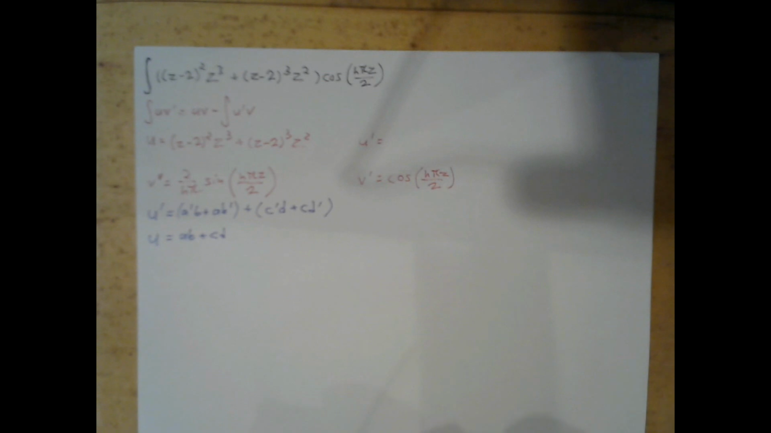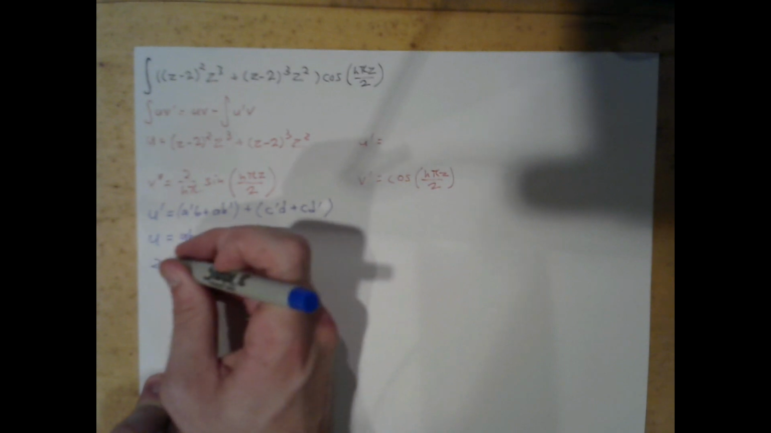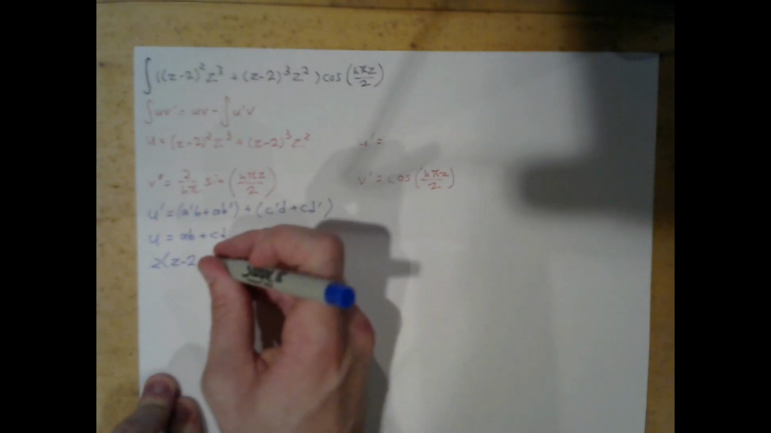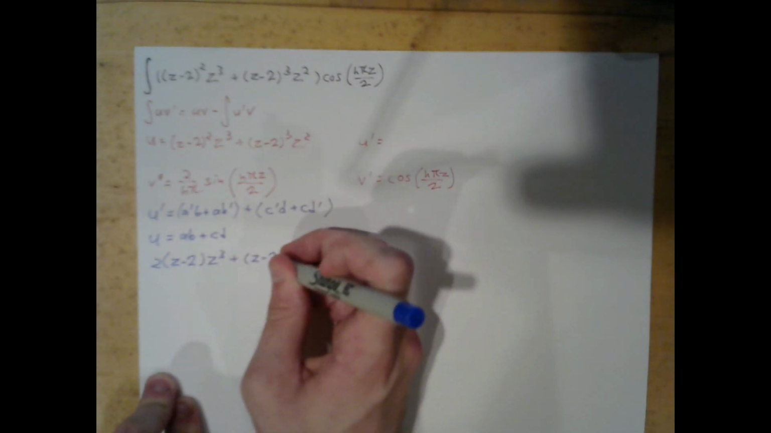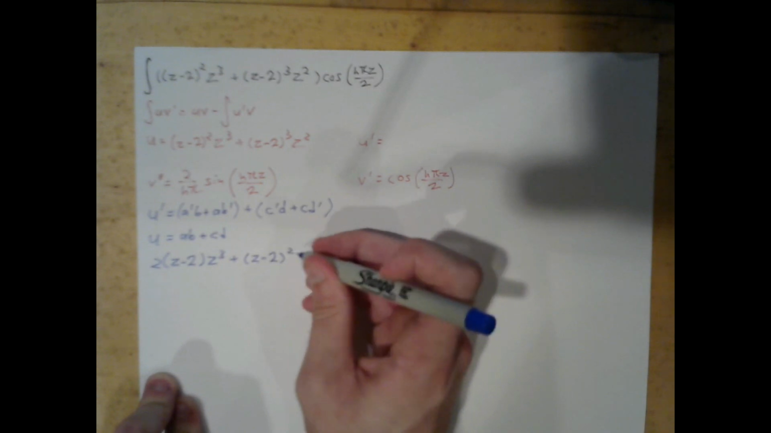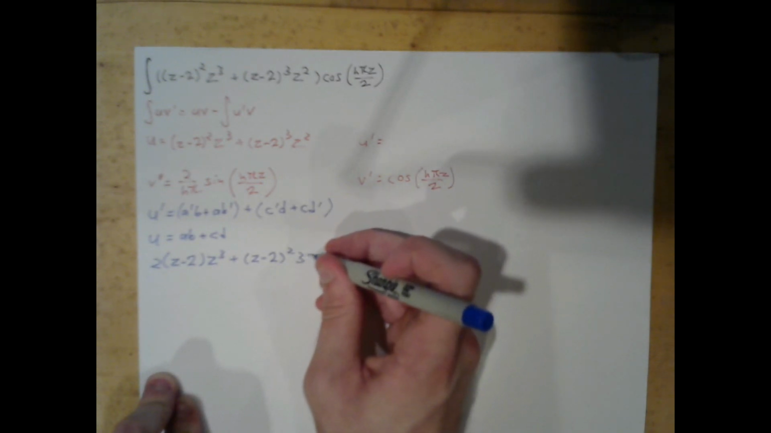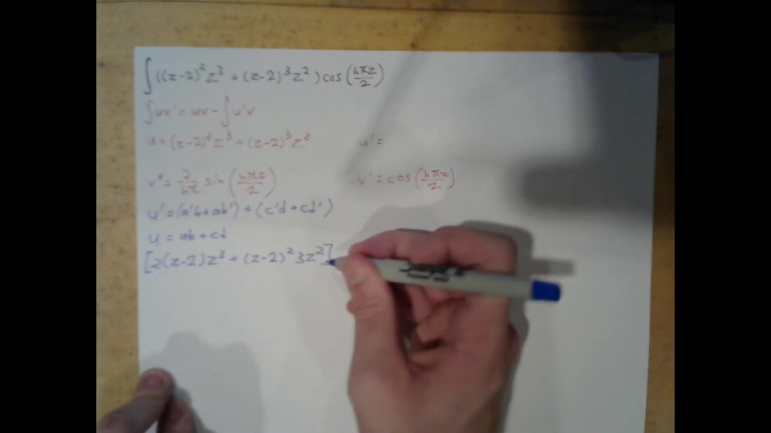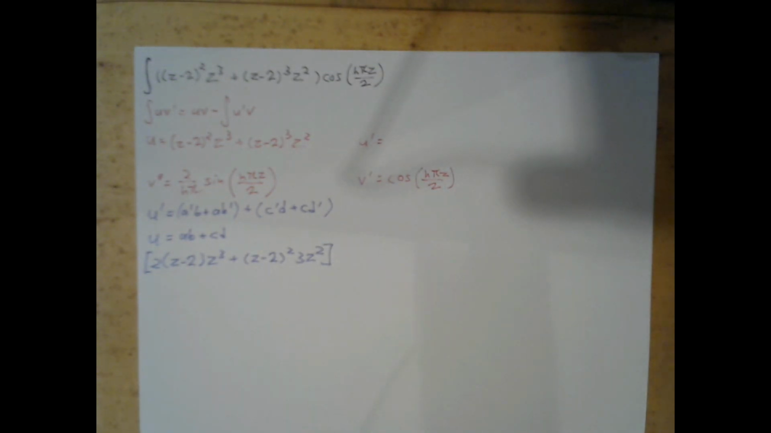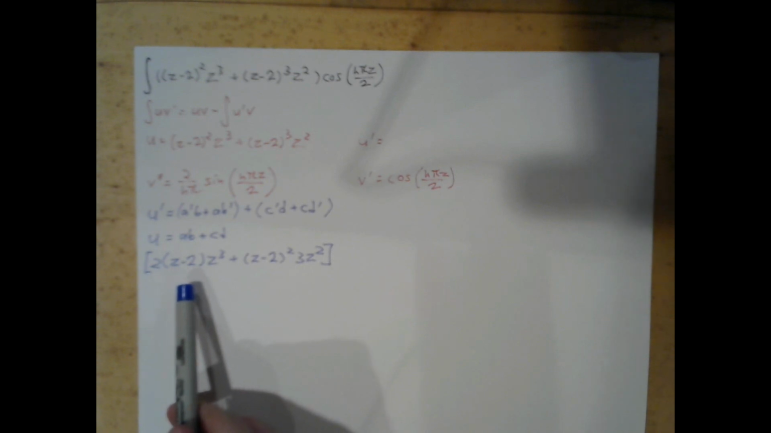Okay, so let's talk about the first one. Let's just talk about the a prime b plus a b prime. So that first one is going to come out to be 2(z minus 2) z cubed plus (z minus 2) squared 3z squared. And you can pull the 3 out to the front if you want. So that's going to be our first one, so I'm just going to bracket that real quick here. And again, you can check the math on this. 2 times z minus 2.